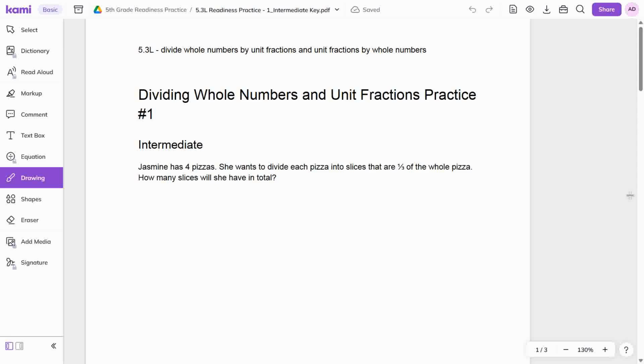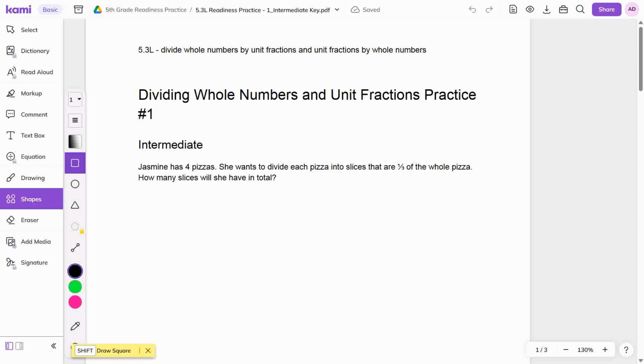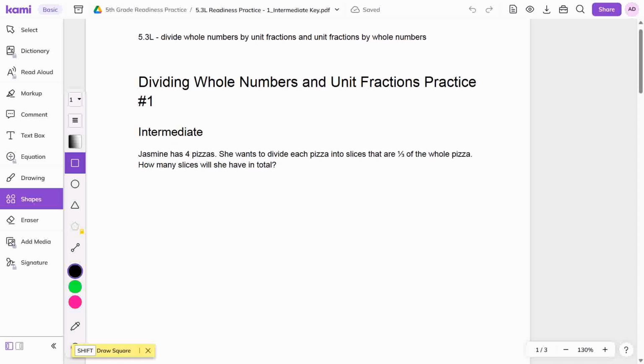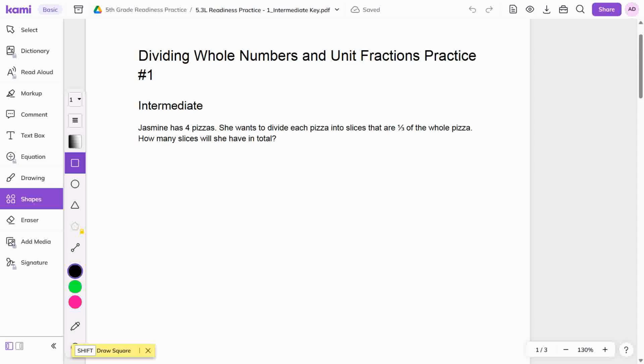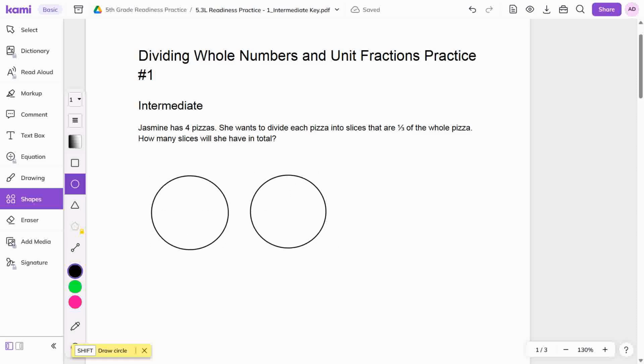So we got 4 pizzas here, and we want to divide each pizza into slices that are 1/3 of the whole pizza. How many total slices do we have? So let's draw a picture to start with. And let's make our pizzas circles, because that's typically what we'll get. All right, so I'm just going to make 3 circles. I'm going to try to make them the same size. All right, so there we go. Those are my 3 pizzas. Let's actually make that 4 pizzas. 1/3 is what each pizza needs to be divided into.